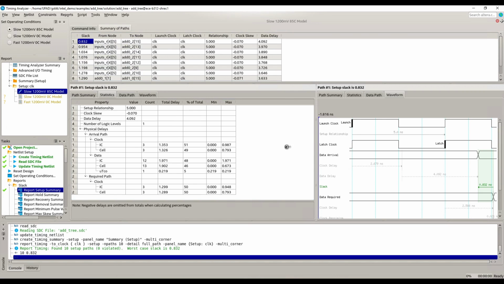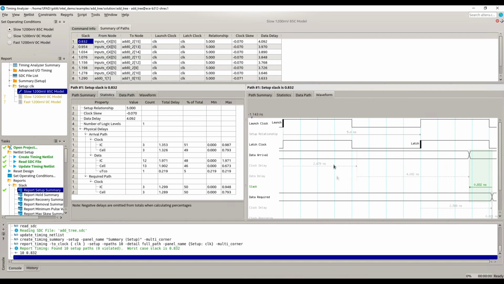If we look at the waveform view down here, we see something significantly different. So now our data arrival time is right here, and our data required time is over here. So by pipelining the adders, we basically moved the data arrival time to the left of the data required time, which is exactly what was needed. So this green arrow here shows that we now have a positive slack.